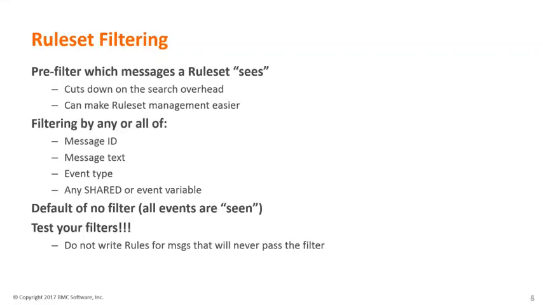Another performance consideration is the use of rule set filtering. Rule set filtering allows you to set a filter at the rule set level to eliminate the rules from being scanned for events that don't apply. We can set the filters for rule sets by the message ID, the message text, event type, or shared or event variables. Typically, the way you're going to use your filtering is first to filter by event type. So you're going to have independent rule sets for each of your types of events. And then for messages, what you will do is break them out into separate rule sets based on the message prefix. And then you can have a more efficient approach that way by setting filters for specific message IDs.